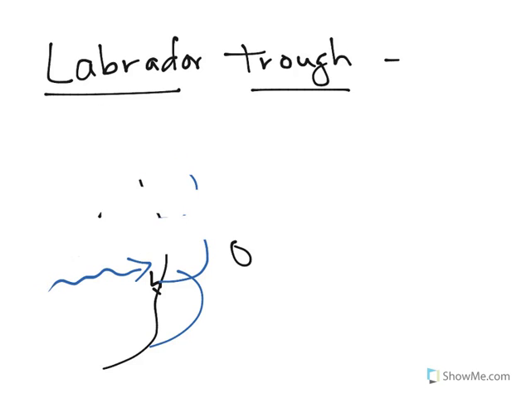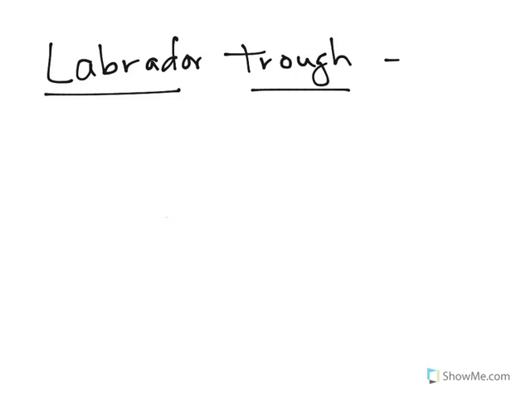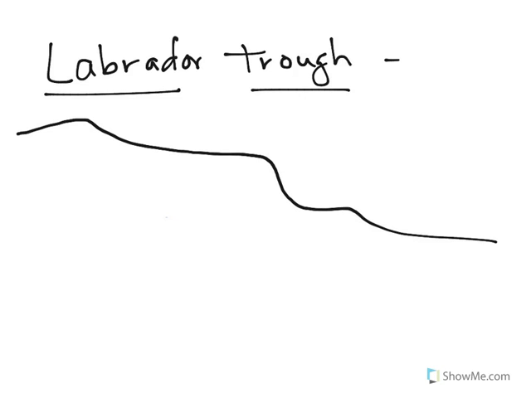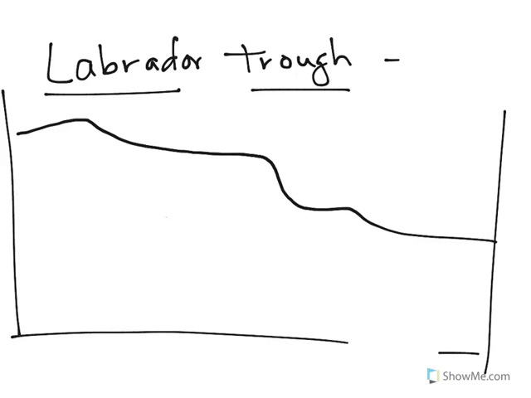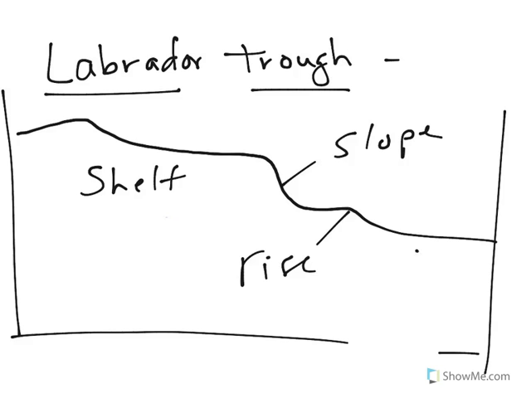So if you remember, let's get this all erased here, if you remember our continental anatomy, what we see in the Labrador Trough, if we were to take a cross-section, is we have that nice shelf, slope, rise, and abyssal plain. So the Labrador Trough is this feature here, off of the edge of Canada, where we have the shelf, like I said, the slope, and the rise, and the abyssal plain.